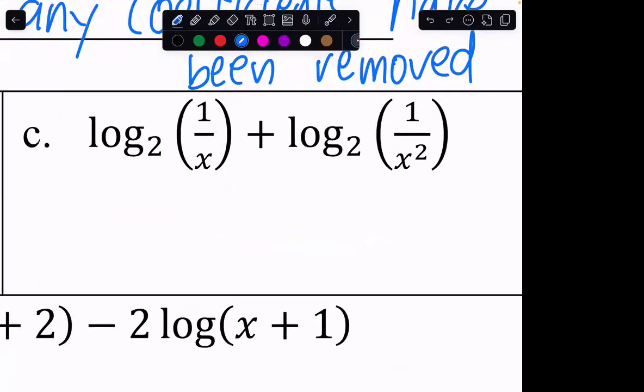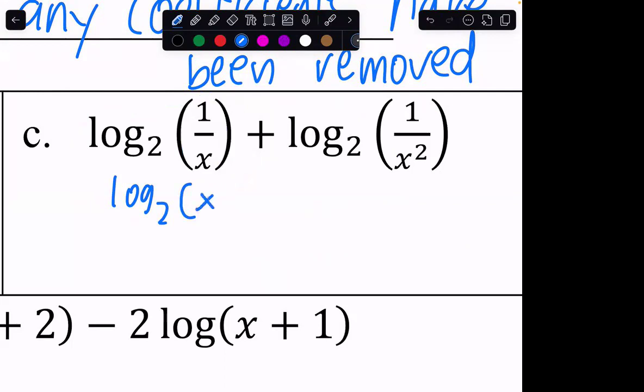Okay, so for this one, the goal is to combine into a single logarithm. So while you could technically split this up into log base 2 of 1 minus log base 2 of x, that's kind of going the wrong direction, right? You're splitting it into more terms. So I would suggest instead rewriting this in an exponent.